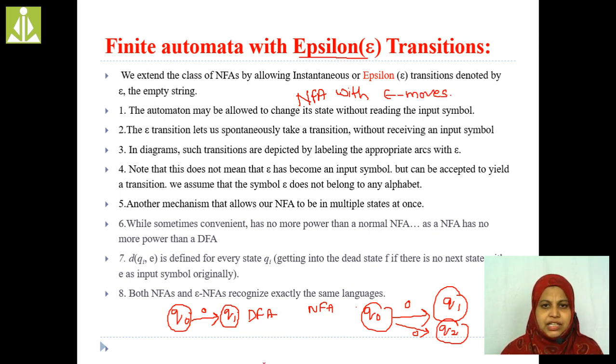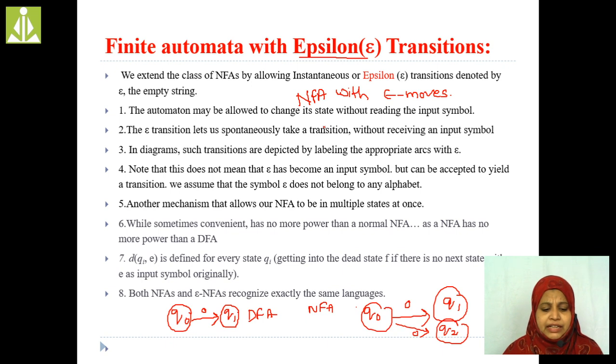In general, we can't process epsilon transitions on DFAs. We can perform epsilon moves on NFAs, right? Whenever we use epsilon transitions on NFAs, that NFA becomes the NFA with epsilon moves. Here the automaton may be allowed to change its state without reading the input. In the previous session we discussed that the automaton changes its state only when it reads an input symbol, whereas here, without reading the input symbol also, the automaton can change its states in an NFA with epsilon moves.